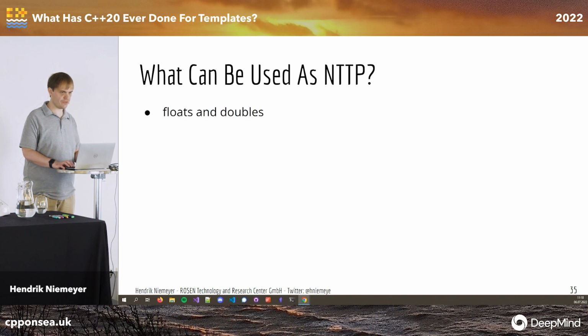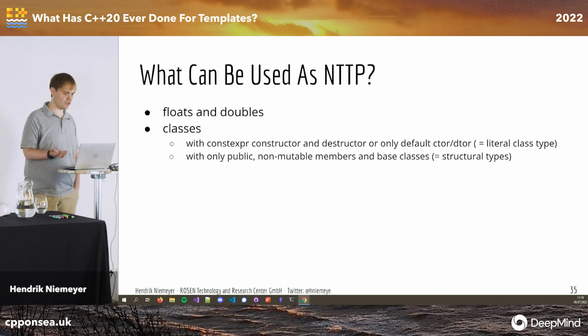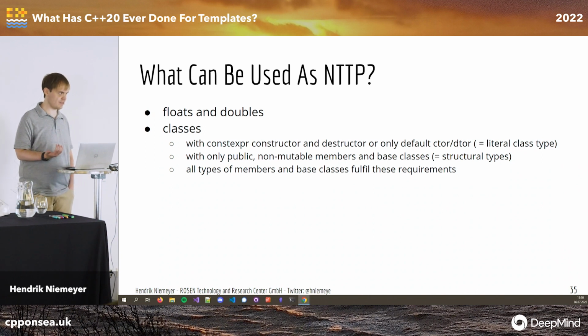So now we can use floats and doubles as non-type template parameters, and we can use classes and structs under certain conditions. Condition number 1: the class must have either constexpr constructors and destructors if they are user-defined, or if they're not user-defined, then only the default constructor and destructor are allowed, so a literal class type, and only public non-mutable members and base classes are allowed, and then we call that structural types. And all of its members and base classes also need to fulfill these requirements. If this is the case, then we can use our struct or class as a non-type template parameter.